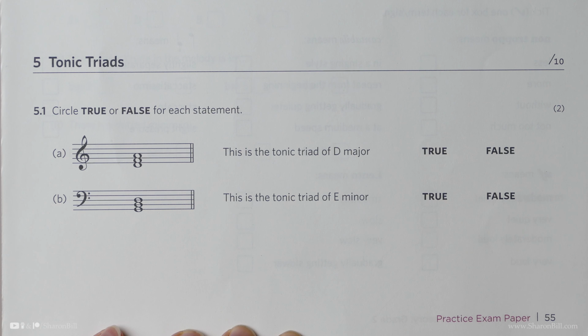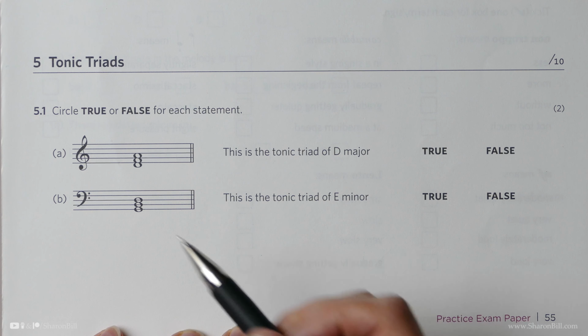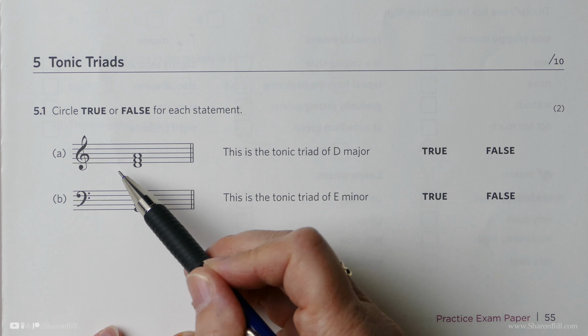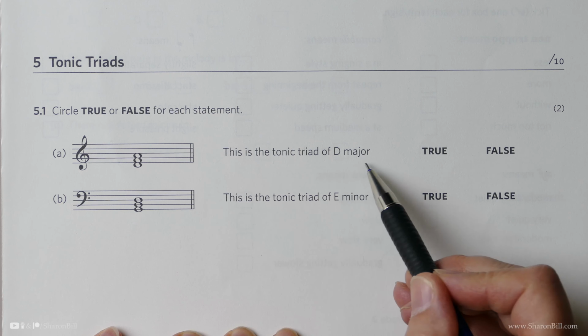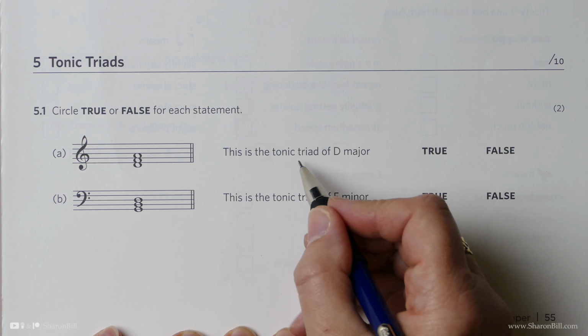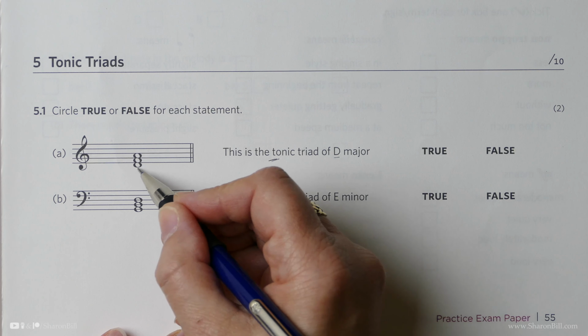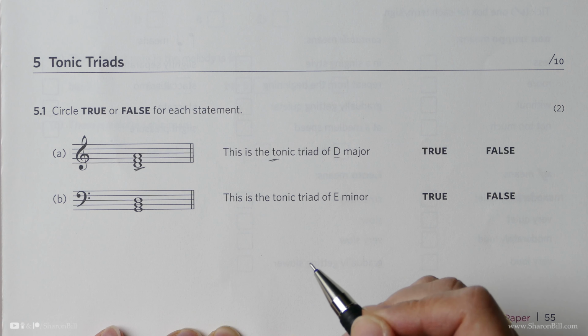And looking at the subject of tonic triads, we're asked in this first exercise whether these statements are true. Is it true or false that this is the tonic triad of D major? Well, of course, in D major, the tonic triad must be D, and this is indeed D.